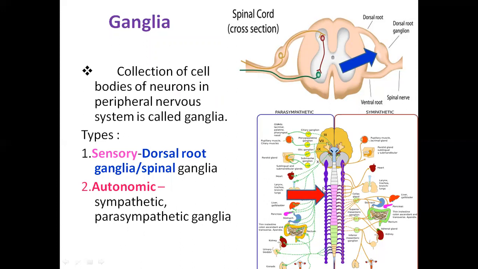So wherever in the peripheral nervous system you find collections of nothing but cell bodies of neurons, you call such a collection of cell bodies of neurons in the PNS a ganglion. Based on the area where they are present, they are classified as sensory ganglion and autonomic ganglion. Sensory ganglion is the dorsal root ganglion or spinal ganglion. Autonomic ganglion, functionally, can be sympathetic and parasympathetic. Again, ganglion is nothing but a collection of cell bodies of neurons in the PNS.